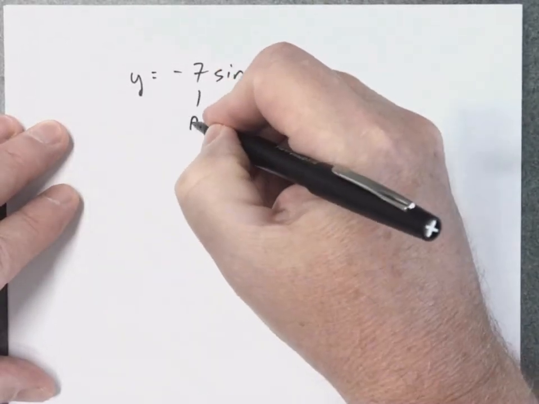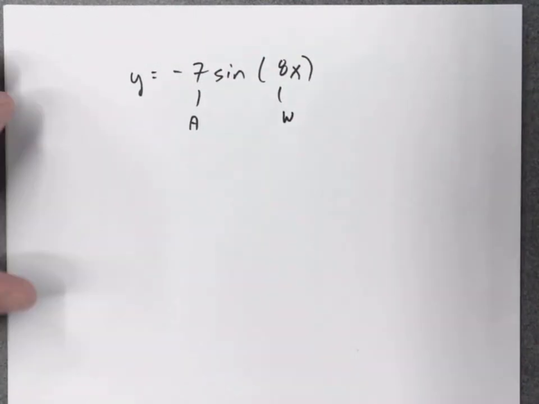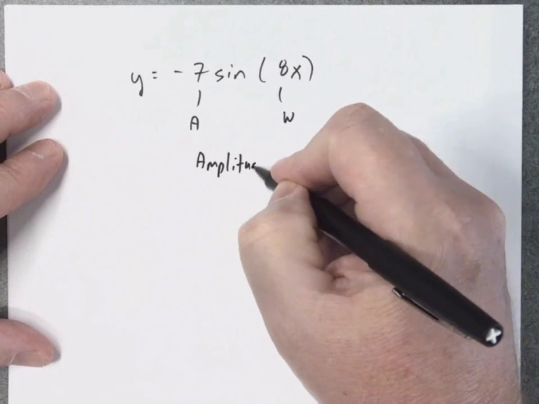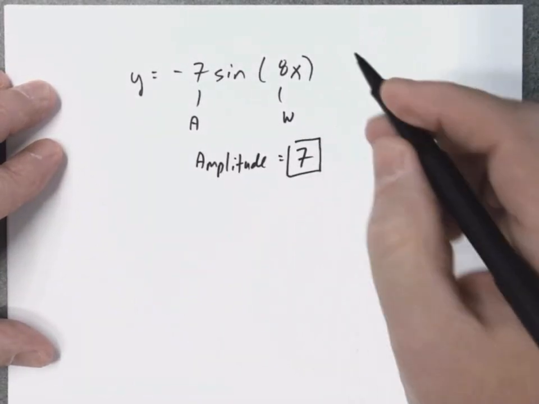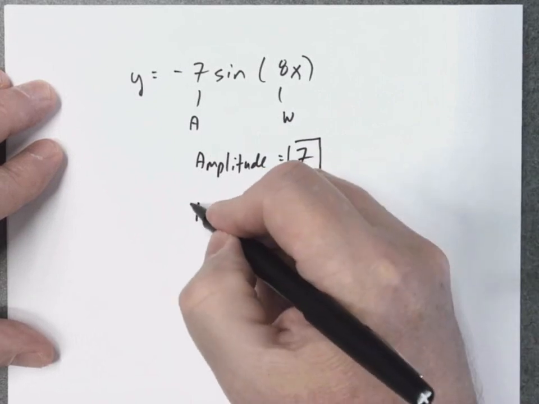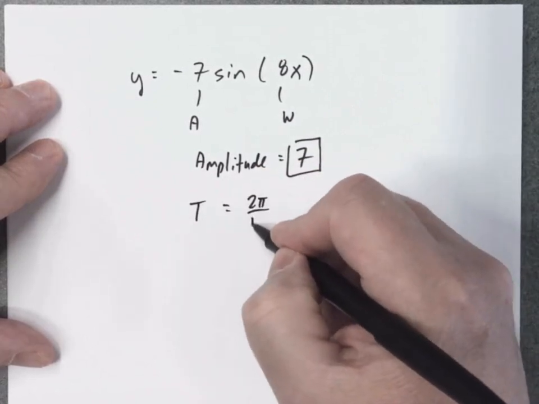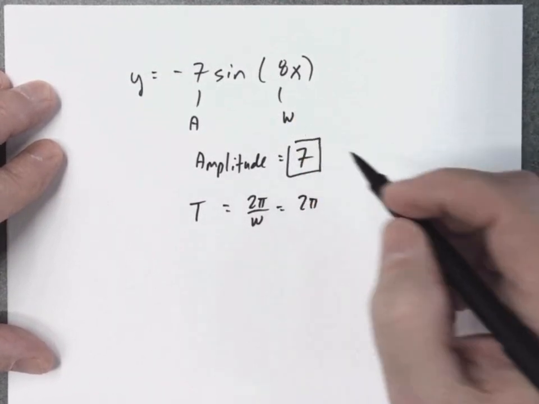So maybe, to make it simple, I'll do this. Therefore, we know the amplitude, which is A, is going to be 7. Now the period, which is T, is 2 pi over omega. Well, omega is 8.